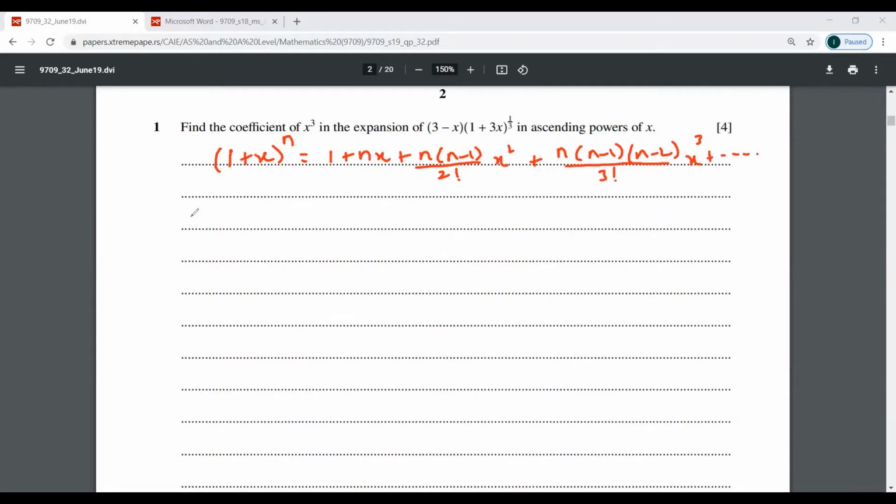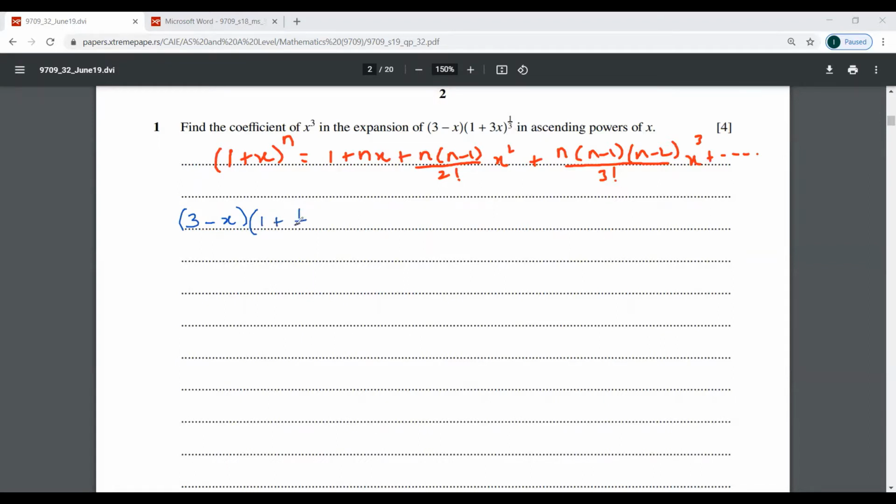So this is 3 minus x here. There is no need to be worried about expanding it. Some people literally start expanding this 3 minus x. Okay, so this already is in the simplest form. Then you have this 1 plus 3x to the power 1 over 3. So you have to show that formula being applied here.